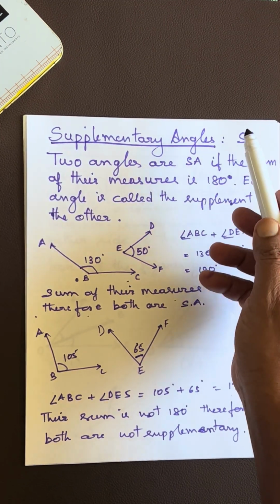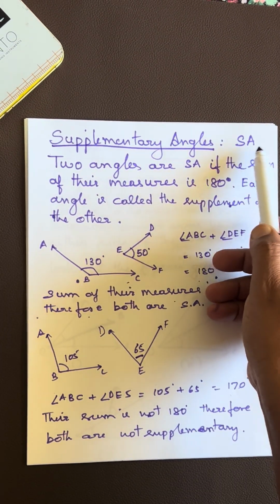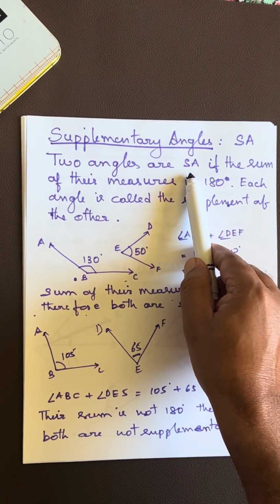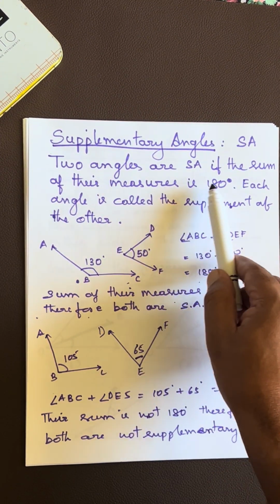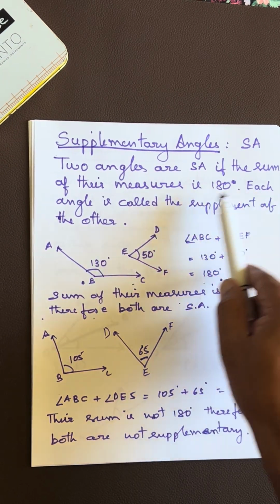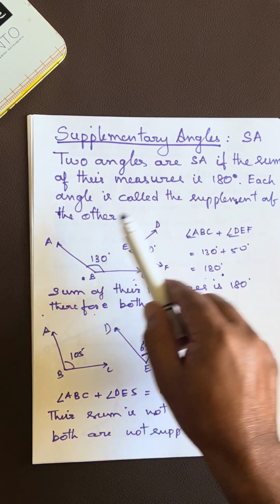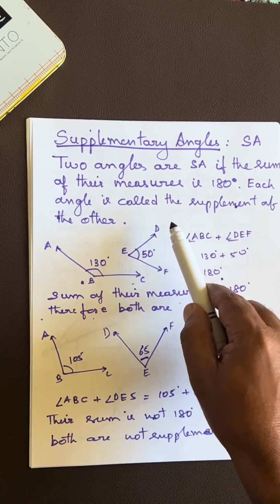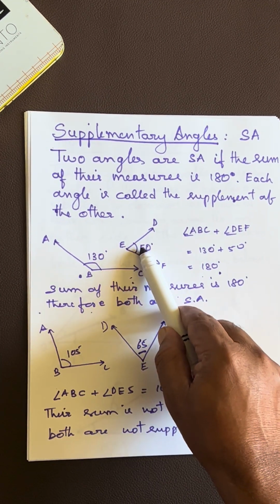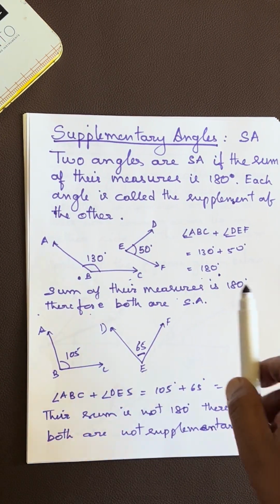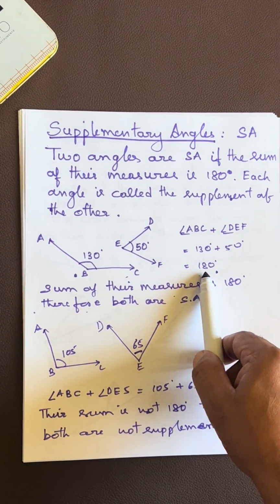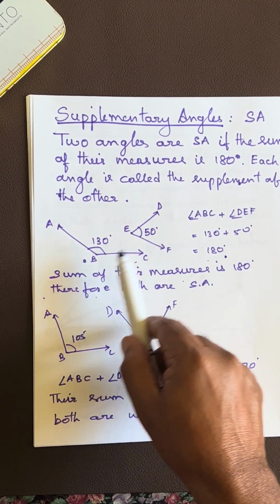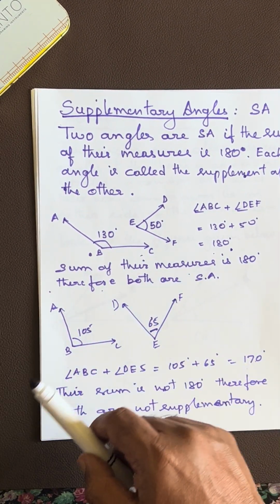Supplementary angles. I wrote the short way, SA, for supplementary angles. Two angles are supplementary angles if the sum of their measures is 180, and each angle is called the supplement of the other. See, this is angle ABC 130, angle DEF 50, and when I add up these two angles it comes to 180. So the sum of the measures is 180, therefore both are supplementary angles.